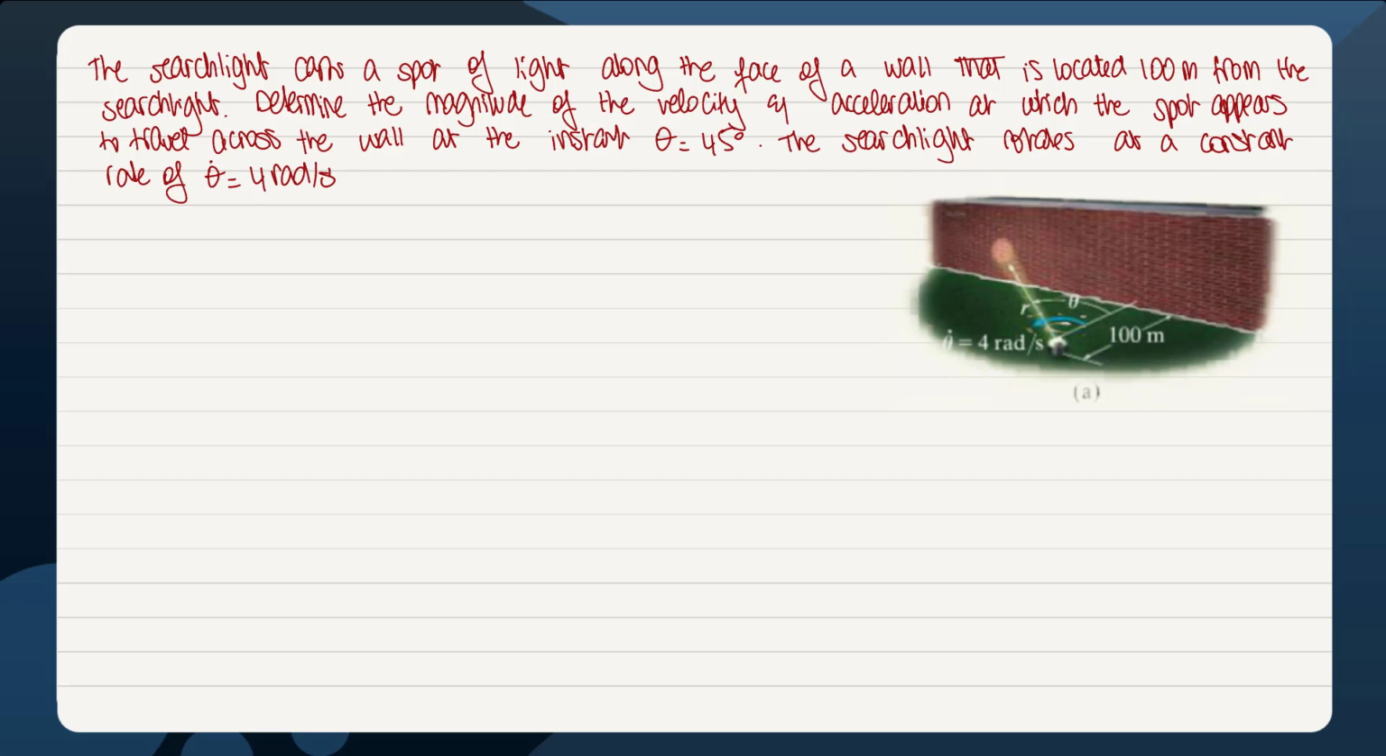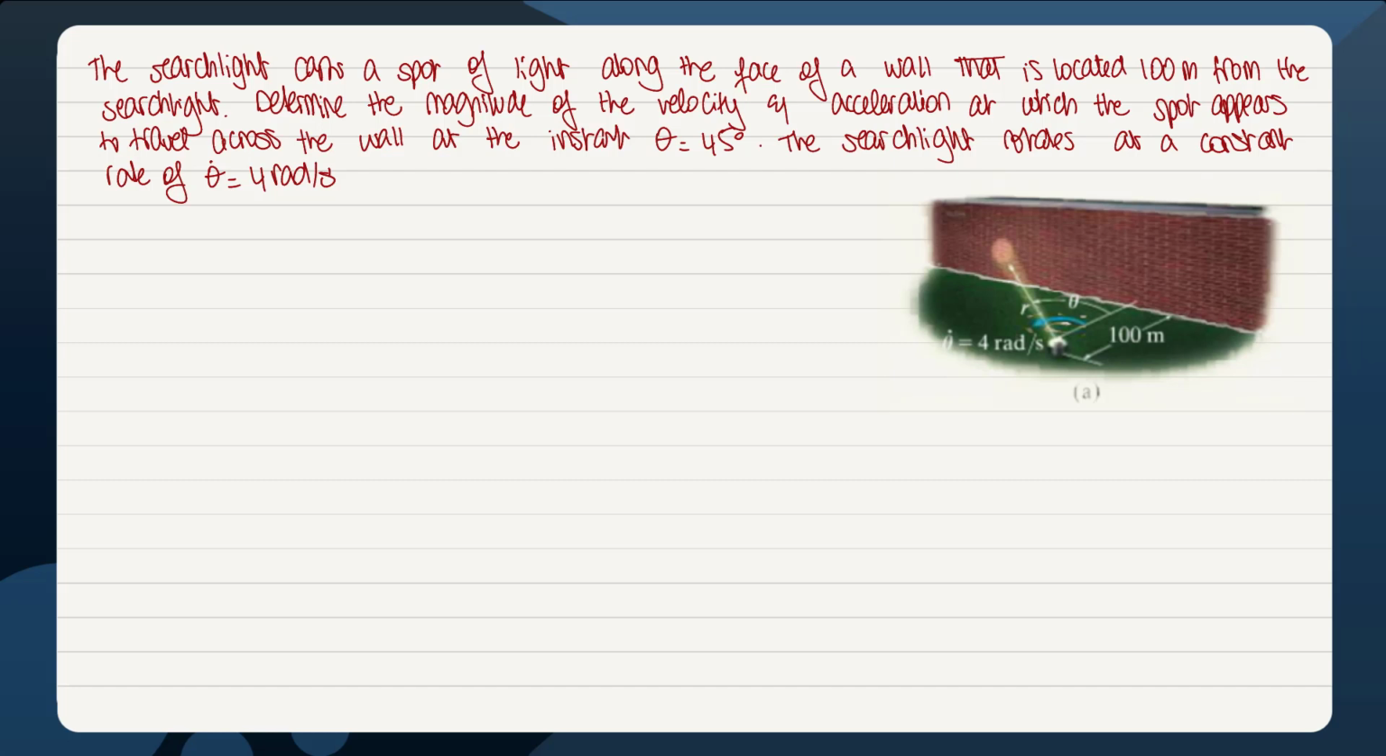So here we have a searchlight, as you can see in the image on the right, which casts a spot of light along the face of a wall that is located 100 meters away. We're asked to determine the magnitude of the velocity and acceleration at which the spot appears to travel across the wall at the instant theta is equal to 45 degrees. The searchlight rotates at a constant rate of theta dot is equal to 4 radians per second.